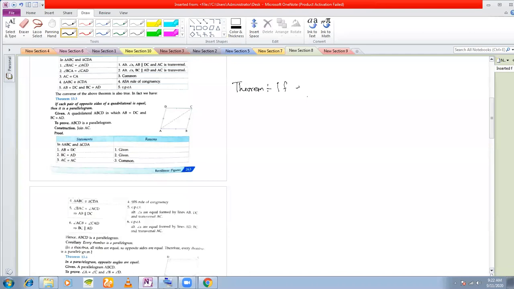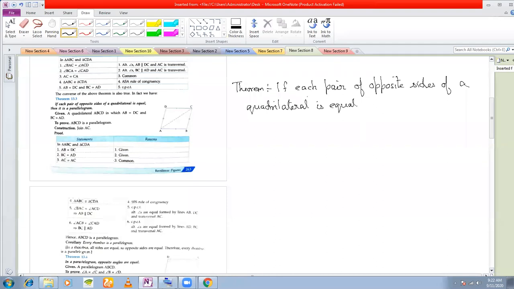If each pair of opposite sides of a quadrilateral is equal, then it is a parallelogram.